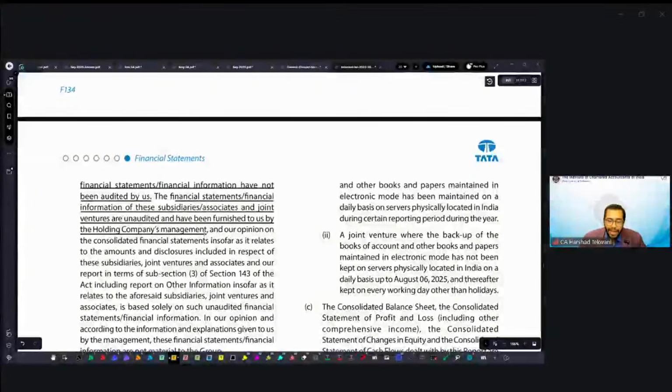We are now bringing attention to the unaudited information which is furnished by the management to us. Okay, which is furnished by management to us. That means there is something unaudited in the consolidated financial statement.